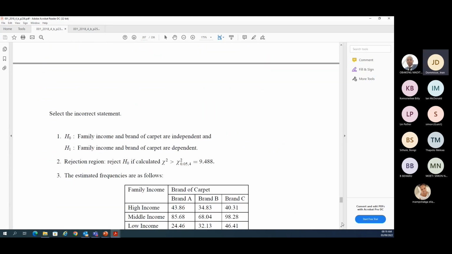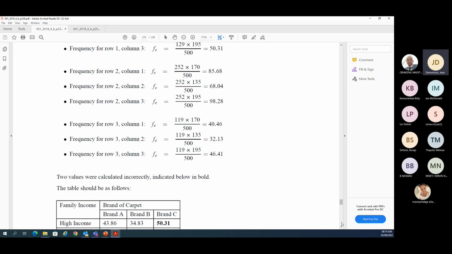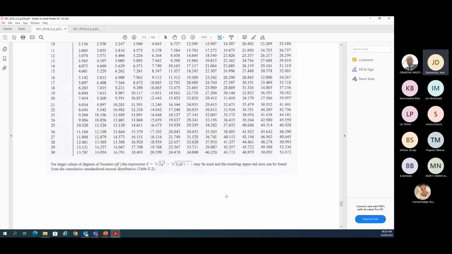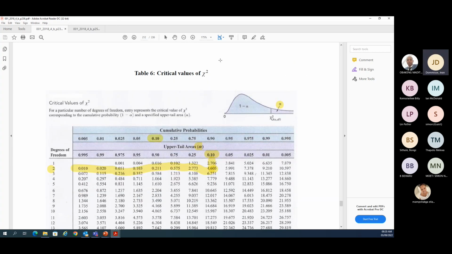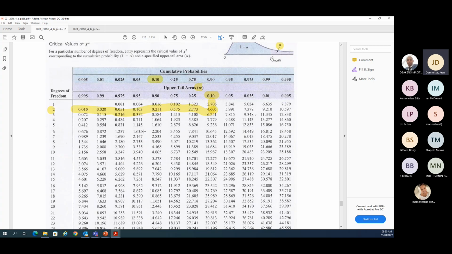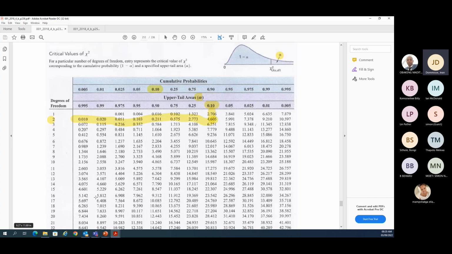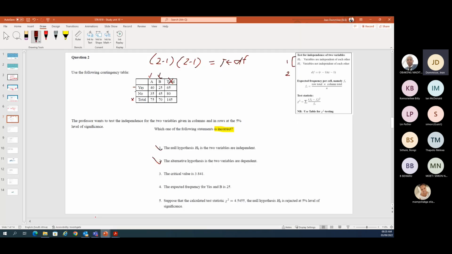So when we go to another table, obviously they bombard you with tables, when we go to the chi-square that we're doing, there is a chi-square table. It is on page 200 in your study guide. Okay, but we will get there now. Okay, so degrees of freedom 1.